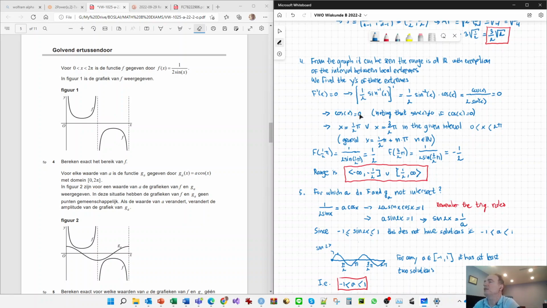When is the cosine of x 0 in this domain? Well, half pi and 3 pi over 2. In general, you can write it first as half pi plus n times pi, and then substitute which integers n bring you into this range. And in this case, that's n equal to 0 and n equal to 1.